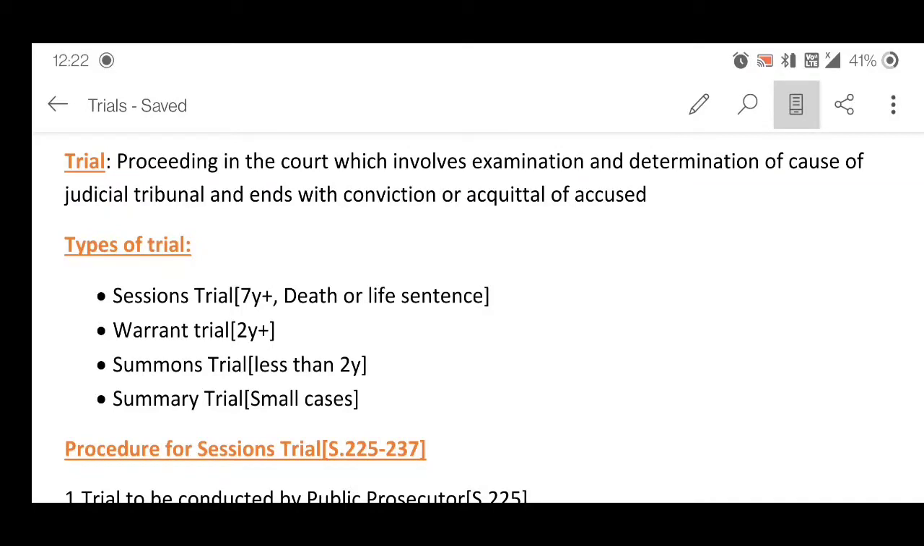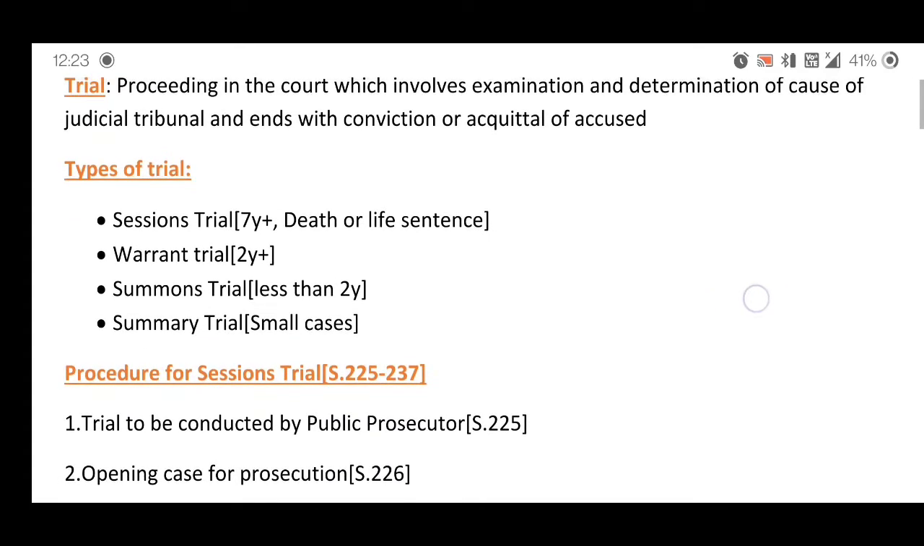Trials. In the first unit, there are 4 kinds of trials, and among these, one question for 10 marks is guaranteed. So, what is a trial? A trial is a proceeding in the court which involves examination and determination of cause by a judicial tribunal and ends with conviction or acquittal of the accused.